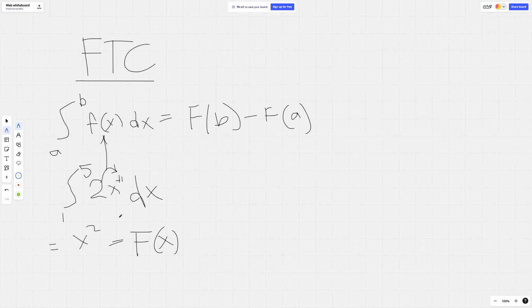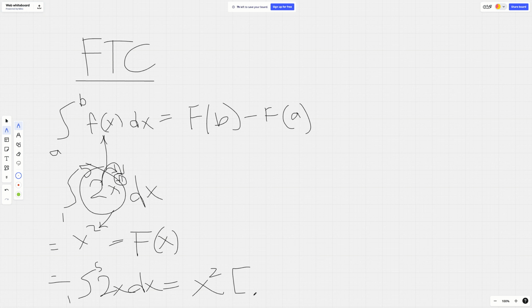The reason why we got this is because f of x is our standard 2x, and to get the antiderivative, or the integral of 2x, we apply our inverse power rule, basically bringing this 2 back up here and multiplying it with this invisible 1 to get us x squared. That is our indefinite integral of 2x. And so the integral of 2x dx from 1 to 5 can be simplified to nothing but x squared, and our boundaries are going to be 1 and 5.